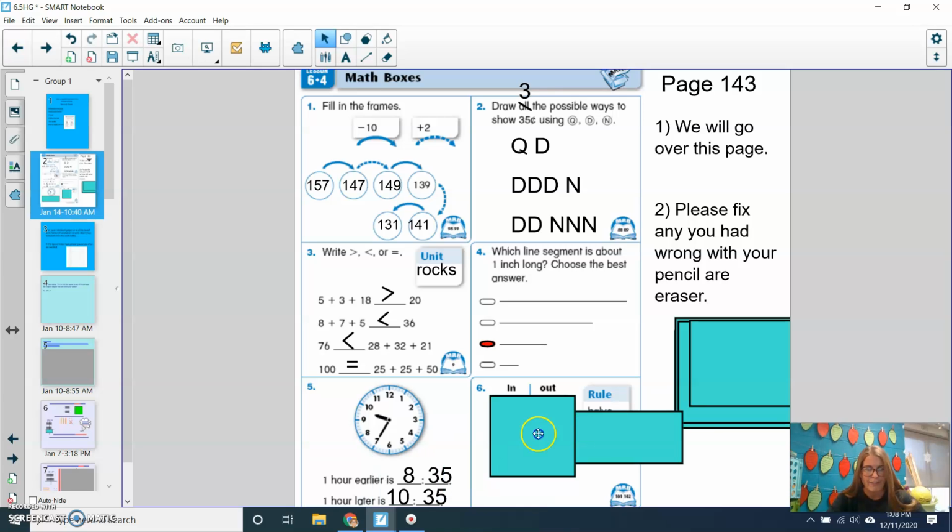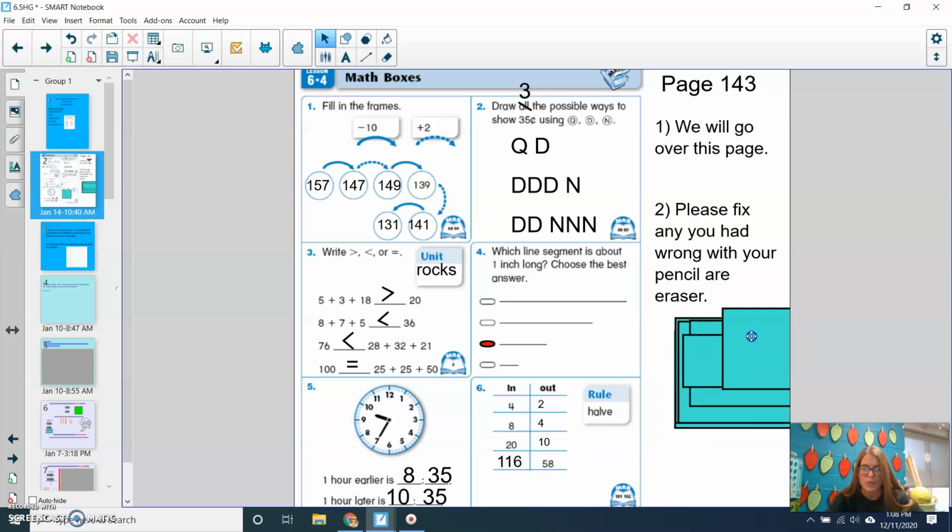For question 5, we're looking at our time, and I can see that my time is 9:35. 1 hour earlier would be 8:35, and then 1 hour later would be 10:35. For question 6, we have the in and out, and our rule is to find half. So half of 4 is 2, half of 8 is 4, half of 20 is 10, and then 58, I would need to double that. So I would need to think 58 plus 58, which would bring me to 116. So double check that your page is correct before moving on to the next page.